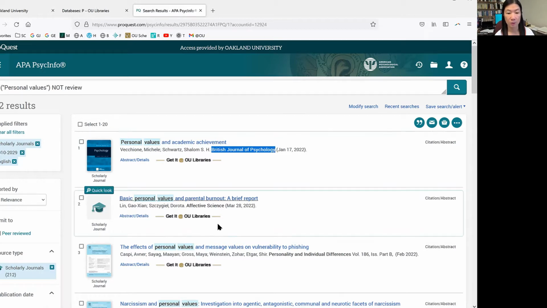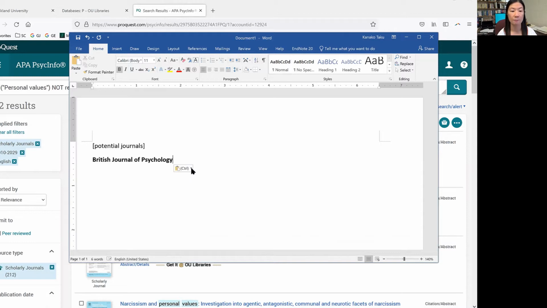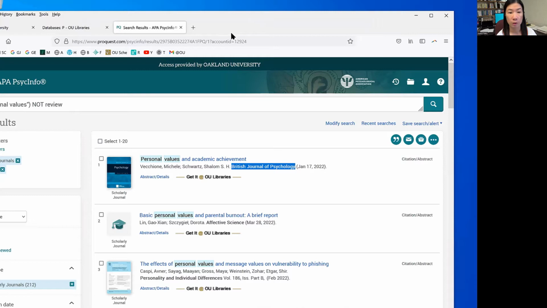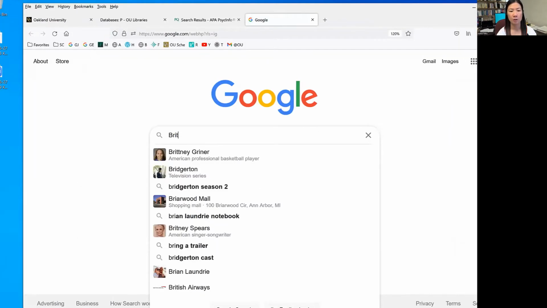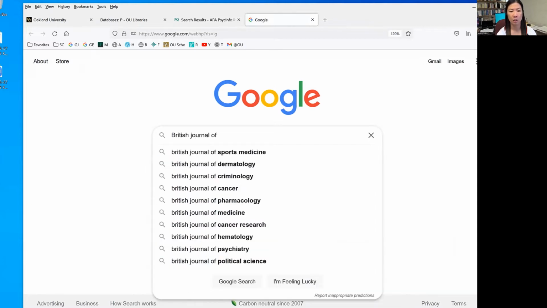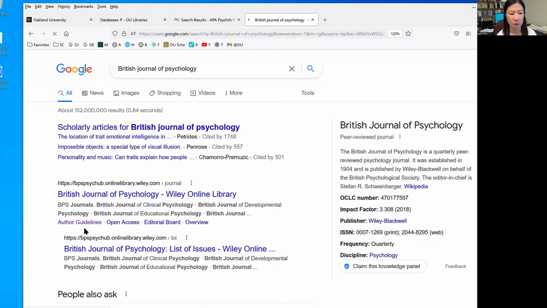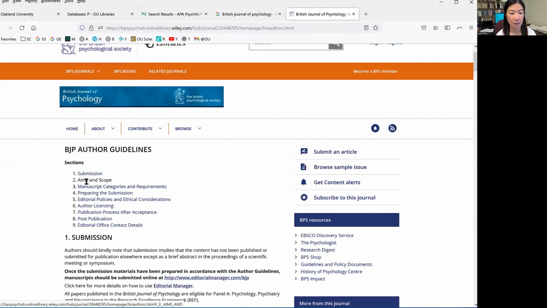So I'm just gonna copy and paste British Journal of Psychology. So that could be one potential journal. So that's one, British Journal of Psychology. Then I could, for example, maybe I should just do it later. British Journal of Psychology, maybe author guidelines. Let me just quickly check. Then submission, aims and scope.